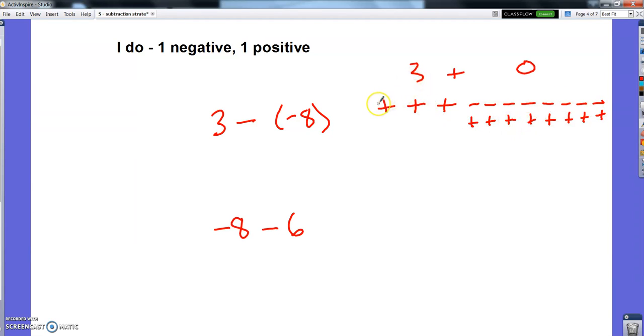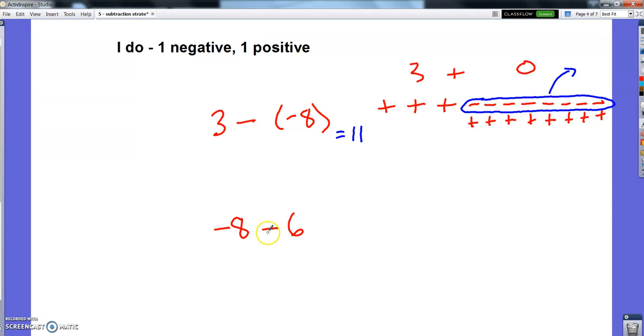So what I'm going to do, now I can take away negative 8 from 3 because I put them there. I can take away all the negative signs. I put them there just to take them away. It's kind of funny. And I'm left with 1, 2, 3, 4, 5, 6, 7, 8, 9, 10, 11. So positive 3 take away negative 8 is 11. All right, let me do another one.